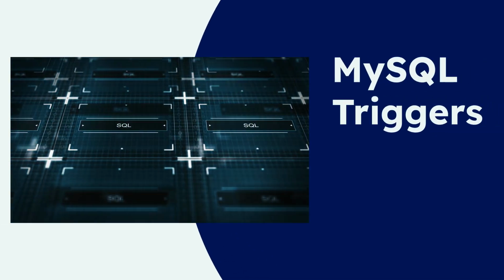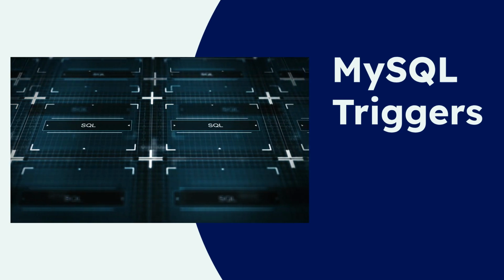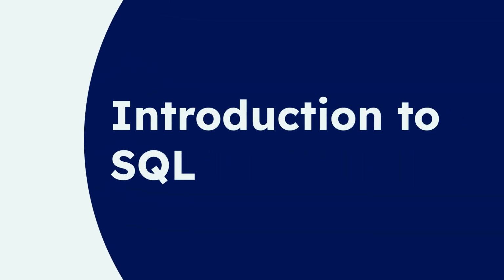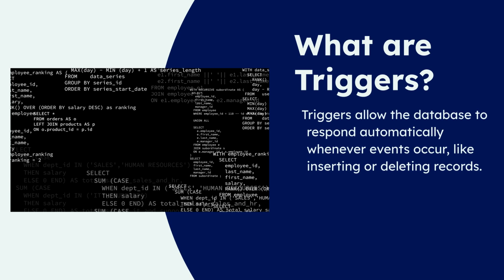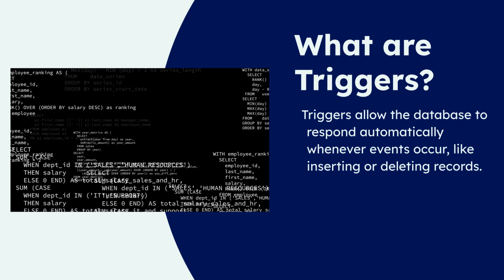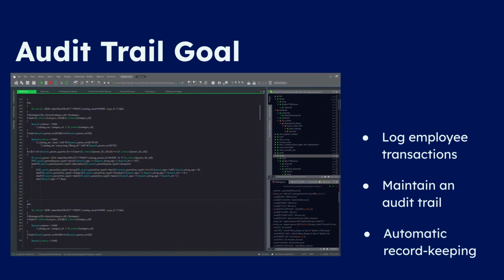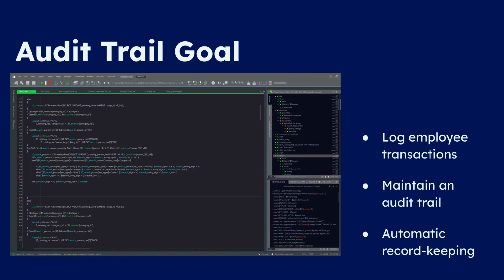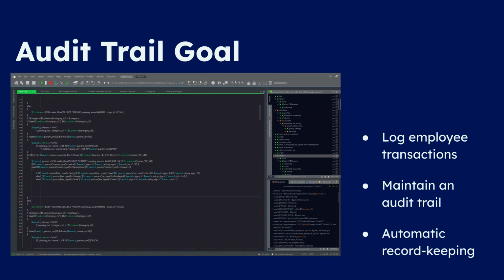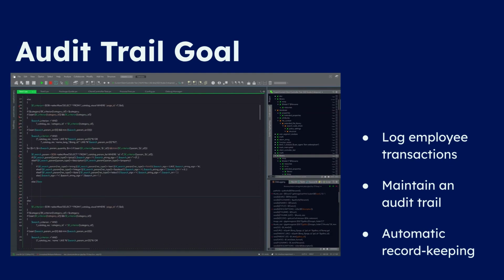Today, we're diving into the powerful world of MySQL triggers and automatic database change logging. In this lesson, we will learn how to automatically record database activity using triggers in MySQL. Triggers allow the database to respond automatically whenever certain events occur, such as inserting or deleting records. By the end of this tutorial, you will understand how to create triggers that log employee transactions and maintain an audit trail inside your database.